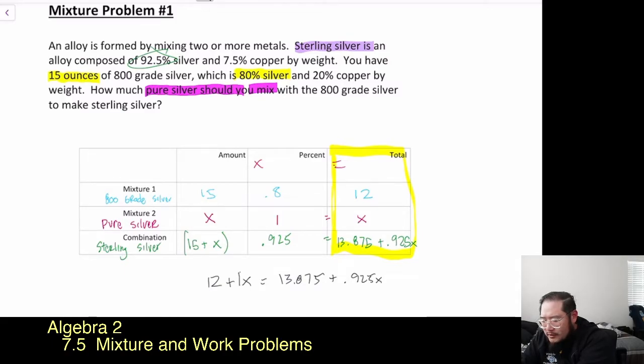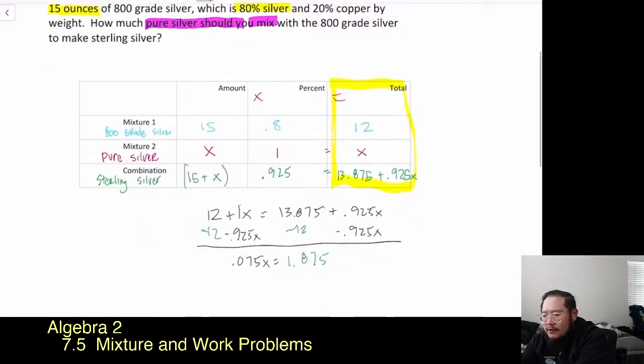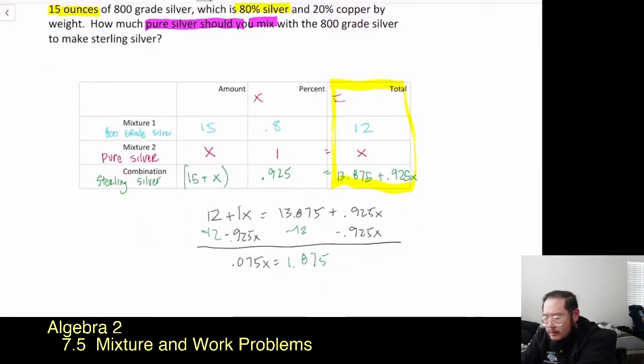That'll get us 0.075x. And then we'll subtract 12 from both sides. This right here should be pretty straightforward. And then you end up with 1.875. So there are our numbers. Then let's divide both sides by 0.075, and x is now equal to 25.